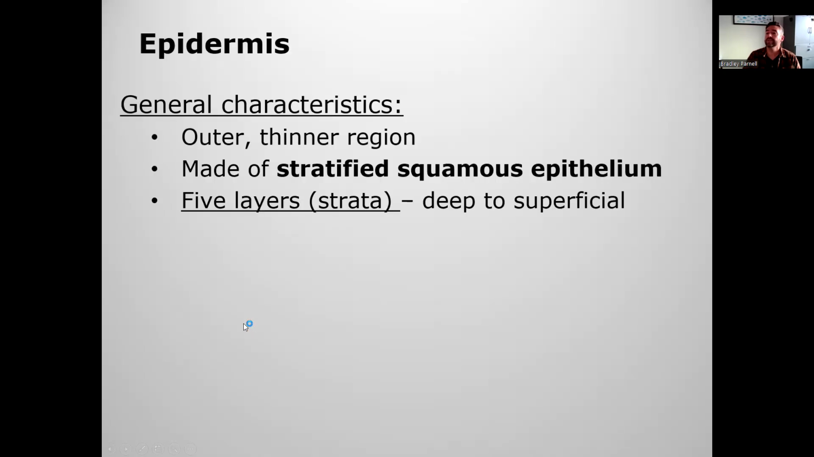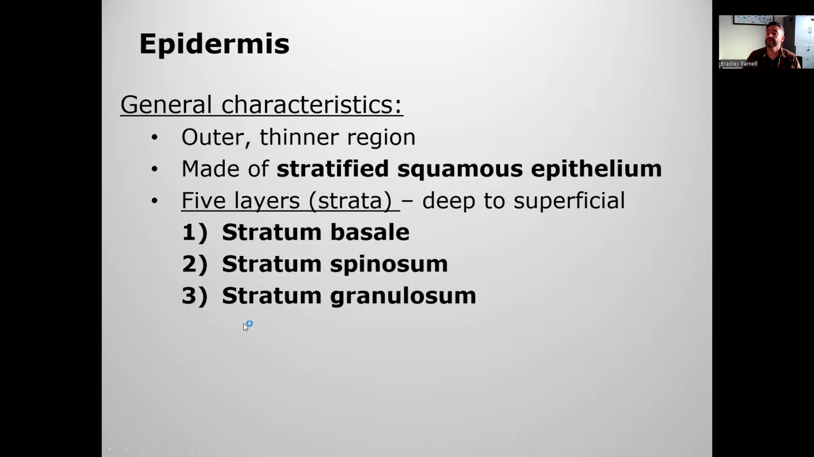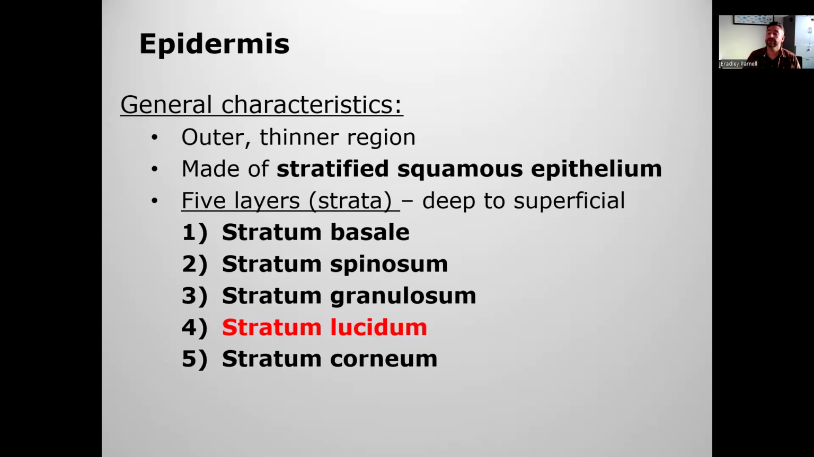The epidermis has five different strata. All five only exist in thick skin, though. So stratum basale is the most deep layer. Stratum spinosum is a little bit more superficial than stratum granulosum, stratum lucidum, and stratum corneum. So stratum corneum is the most superficial. That's where we've got all the keratinized cells. The stratum lucidum here is in red. We'll talk a little bit more about it, but again, it is only found in areas of really thick skin. So places like the palms of my hand or the soles of my feet.